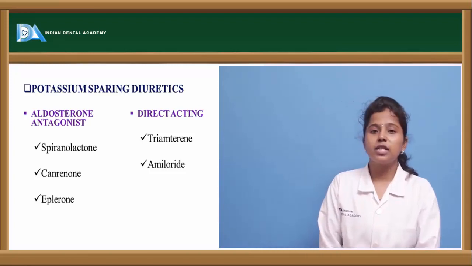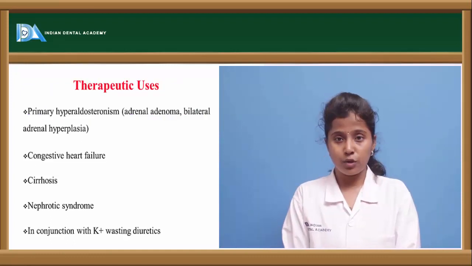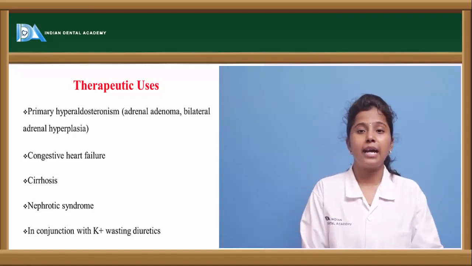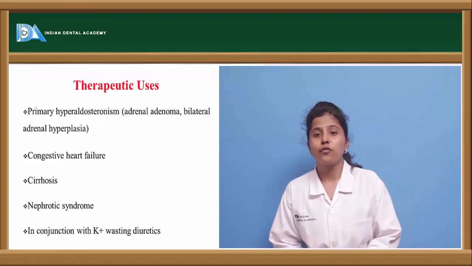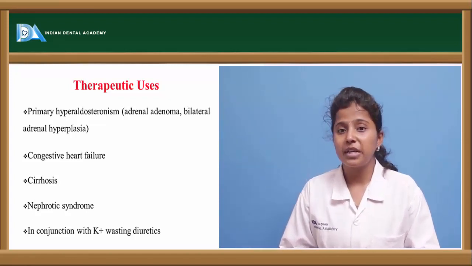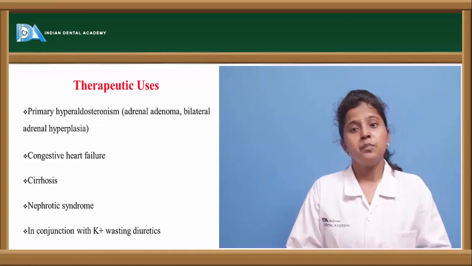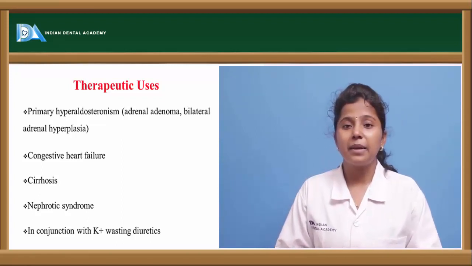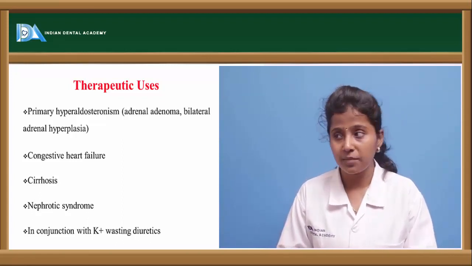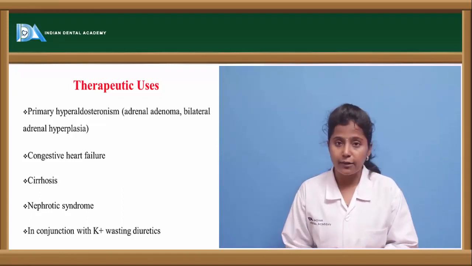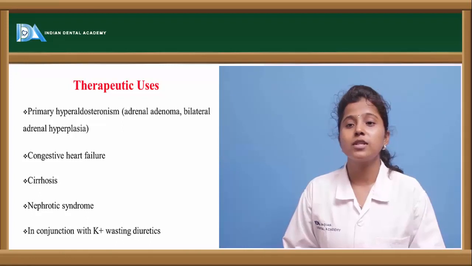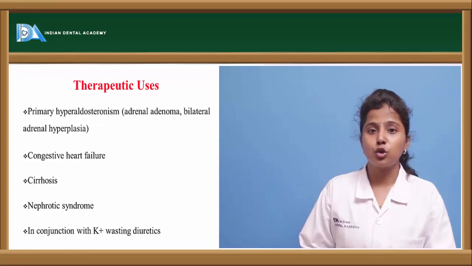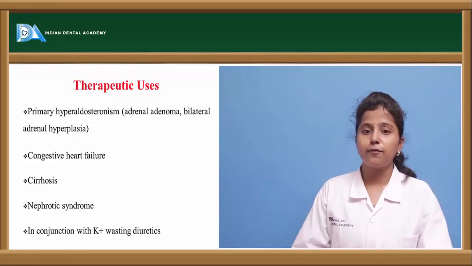And the therapeutic uses of these potassium sparing diuretics: they are usually administered in primary hyperaldosteronism, a condition where excessive secretion of aldosterone is observed, because these potassium sparing diuretics are aldosterone antagonists. So they antagonize the action of aldosterone. It is used in congestive heart failure also. It is used in cirrhosis, in the sense destruction of tissue, and they are used in nephrotic syndrome.